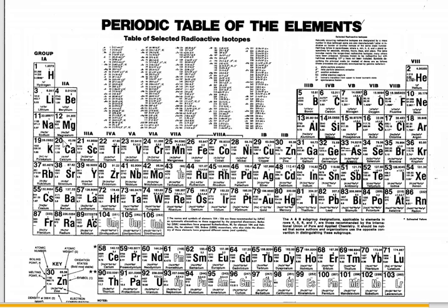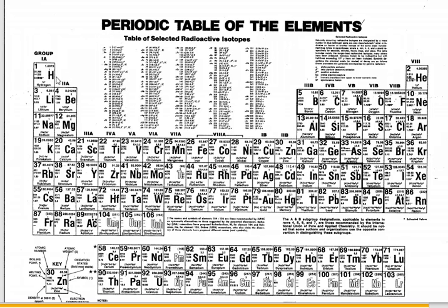Do you think it's a coincidence that beryllium has 2 electrons in its outer energy level? Magnesium has 2 electrons in its outer energy level. Calcium has 2 electrons in its outer energy level. It's not. So you're going to find that the columns tell you a lot about the electrons in the outer energy level.